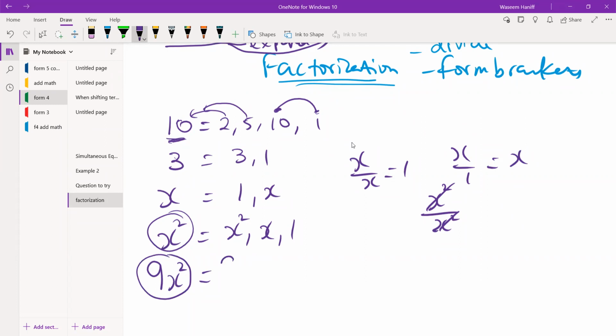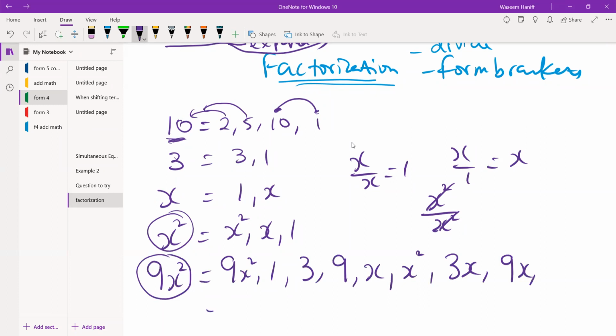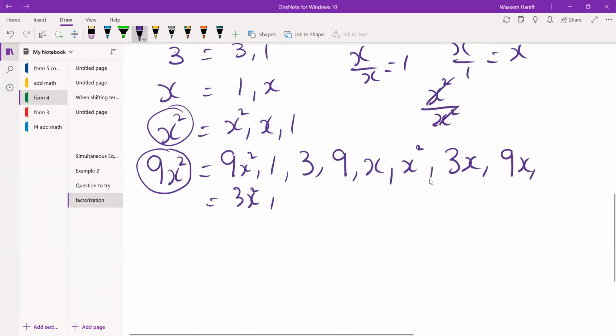Good. So there you go. Simplest term: 9x squared is a factor of 9x squared, right? 1 is a factor of 9x squared. 3 is a factor of 9x squared. 9 is a factor of 9x squared. x alone could be a factor as well. x squared could be a factor. And if you want to get a little more technical, we could say 3x is a factor. We could even say 9x is a factor. We could even say 3x squared is a factor. And basically that is it here. So all these terms here are the factors of 9x squared, right?